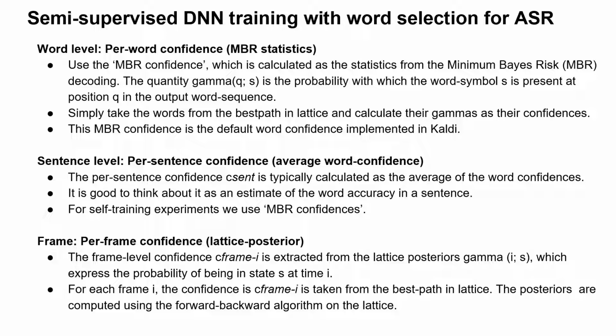Now the lowest level is the frame-level confidence, which is extracted from the lattice posteriors. For each frame again there is an associated confidence, and you pick up the frames which are above a certain threshold.